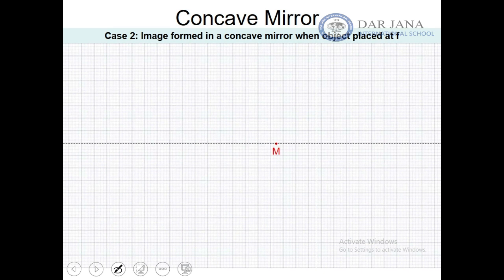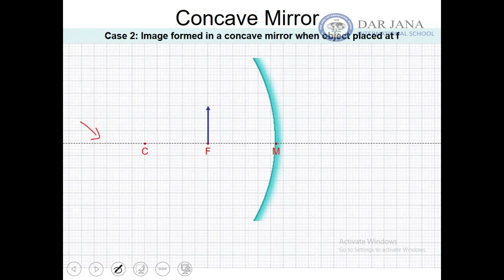Now we're going to move on to case number 2. Here we have point M, point F, and point C. Of course, these points are lying on the principal axis. Now, I will place the object at point F. In the previous case, we placed the object between F and M. In this case, we will place the object at point F exactly.